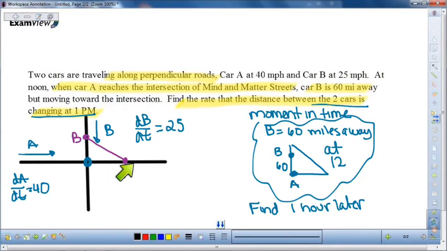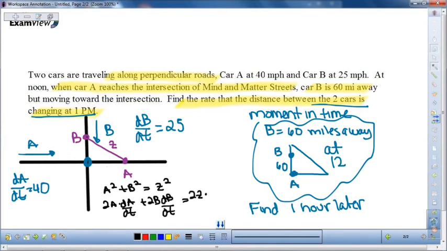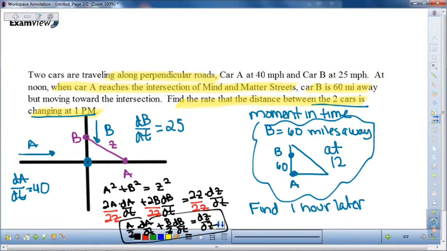So the formula that I'm going to use is the Pythagorean theorem. Okay, a squared plus b squared equals z squared. I'm going to go ahead and take the derivative with respect to time. And I'm trying to solve for dz/dt, so I'm going to divide by 2z. And I end up with (a/z)(dA/dt) + (b/z)(dB/dt) = dz/dt. Okay, so there's my formula.